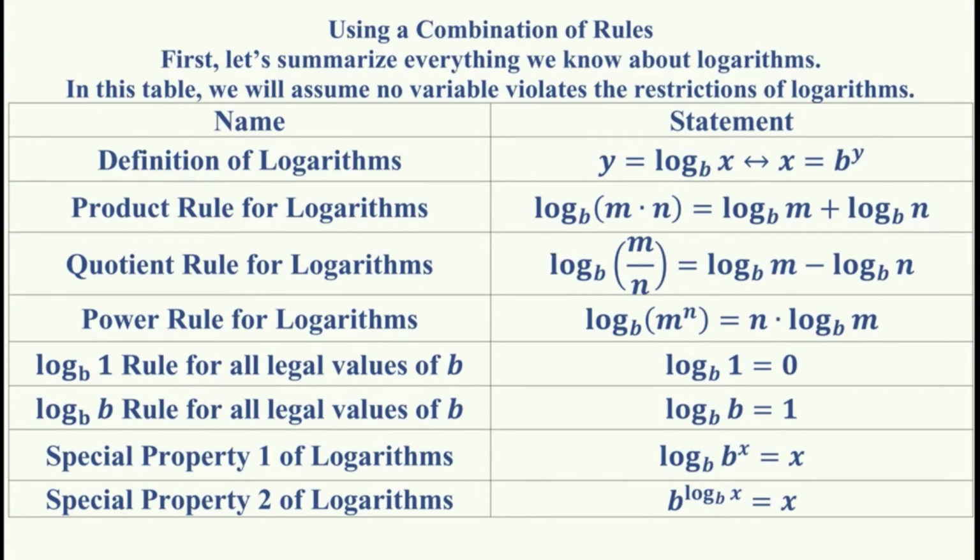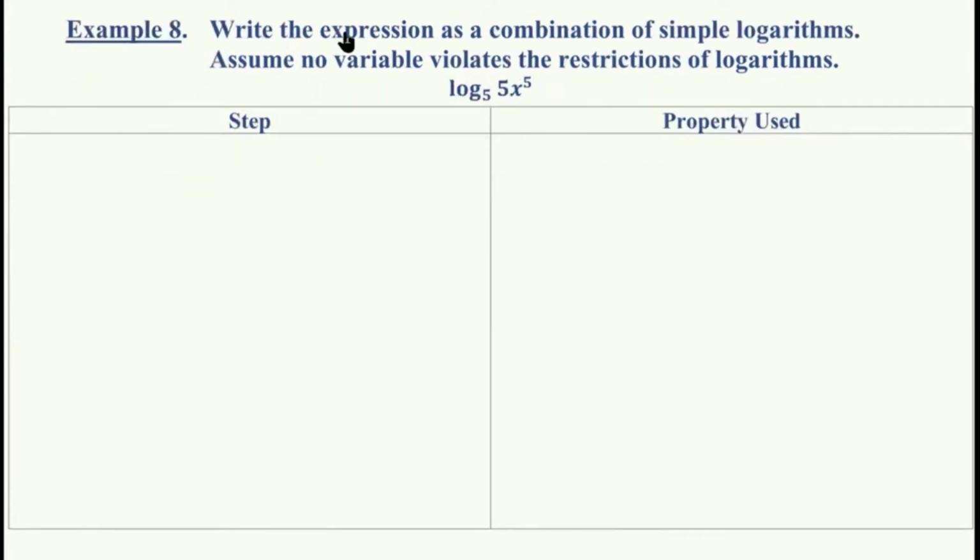and we're going to be utilizing some or all of these in the next few examples. All right, in this example, we want to write this log as a combination of single logarithms. So what do we mean by simple logarithms? We mean logarithms where the argument is just either a constant to the power of 1 or a variable to the power of 1. That's what we mean by simple logs. You'll see in a minute what they look like. So the first thing we'll do, well, let me just go ahead and copy the problem down.